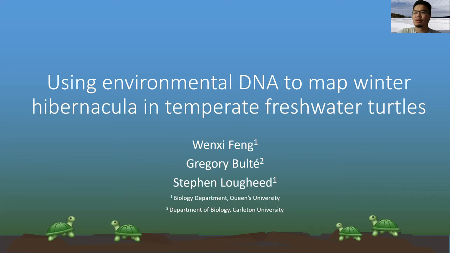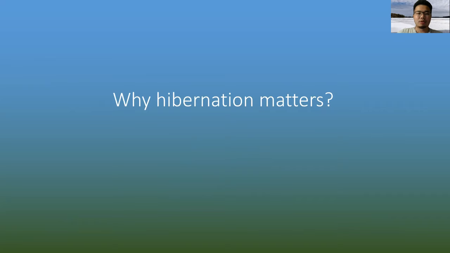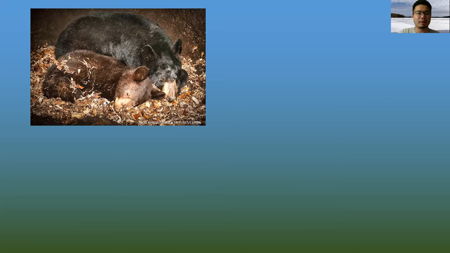So the question of my talk today, really, on the front, is why do we care about hibernation? Why does hibernation matter for animals? Here are some examples of animals in hibernation. We have the black bears, what we call the true hibernators. They hibernate by lowering their metabolic rate to the minimum that can sustain their life, and they remain physiologically inactive for the rest of the winter.